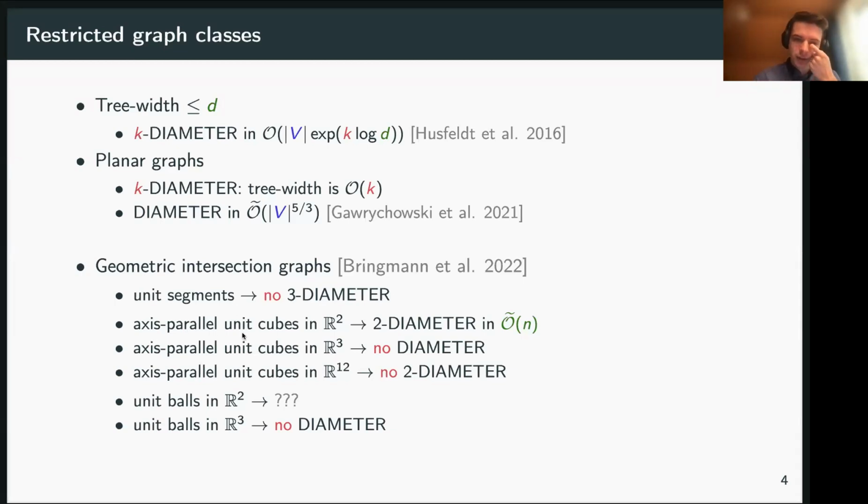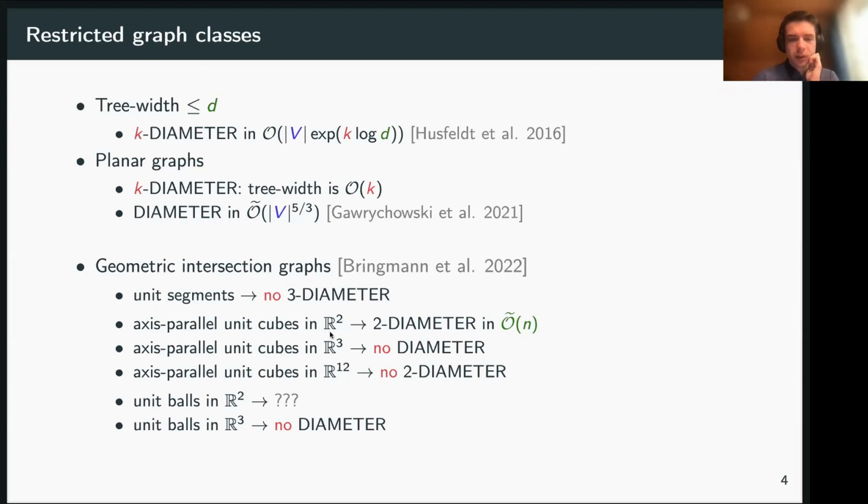Other interesting classes are unit squares in the plane. In this case, they actually proved that the diameter can be solved in linear time. What I mean by unit squares in the plane is that they are all axis aligned, they are all rotated the same, and all objects in the plane are exactly the same. So we have some squares rotated by the same angle, and again we define the graph by intersections.